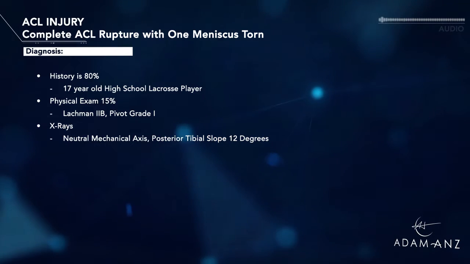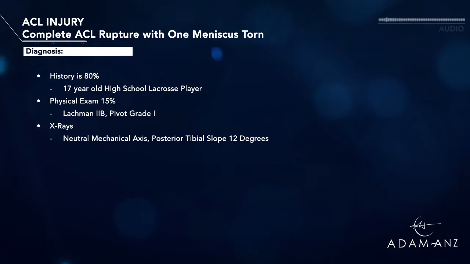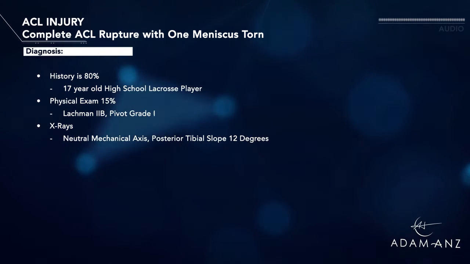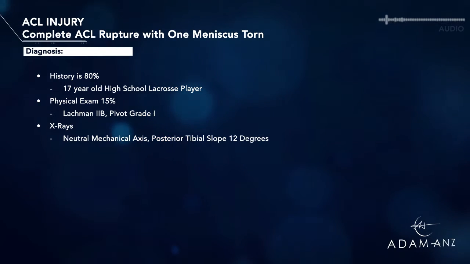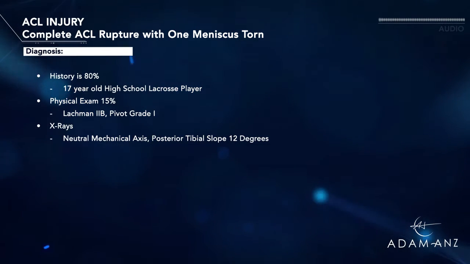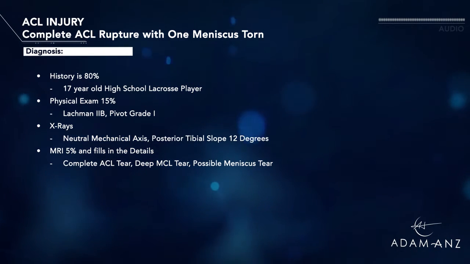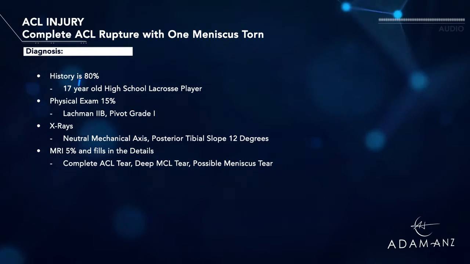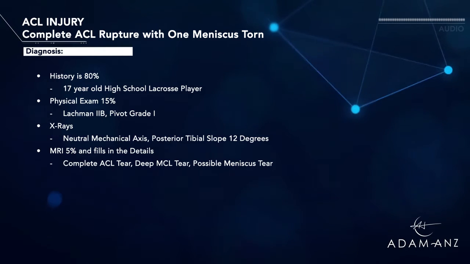X-rays help us because we look at mechanical axis to think of risk factors for injury as well as concomitant injury and subsequent concerns. Also, we look at posterior tibial slope. It is a risk factor over 12 degrees for ACL injury. MRI fills in the details and helps us to confirm the diagnosis. This patient had a complete ACL tear, a deep MCL tear, and possible meniscus tears.